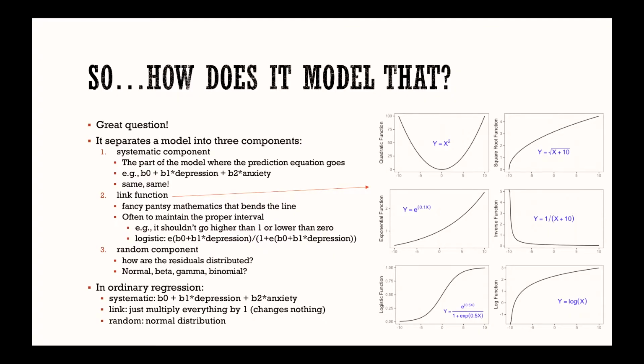And then third, what was it again? The distribution of the residuals. So how are the residuals distributed? Are the residuals distributed as a normal? Are they distributed as a beta, as a gamma, as a binomial?